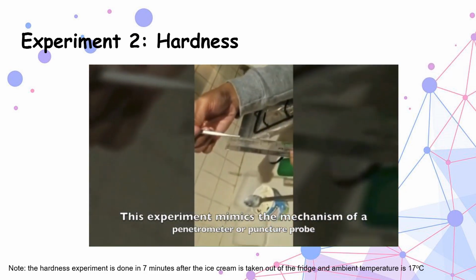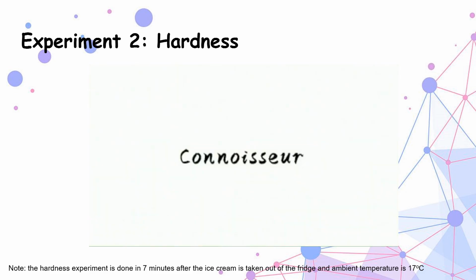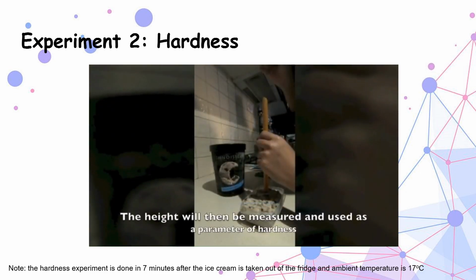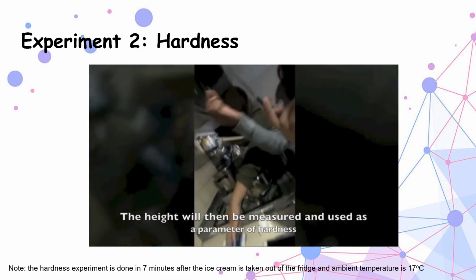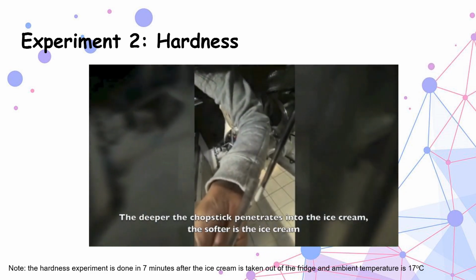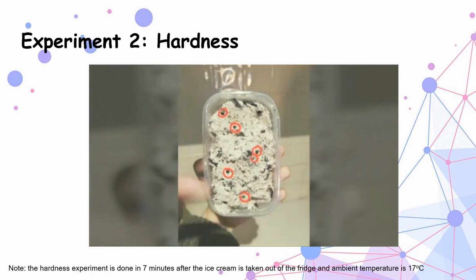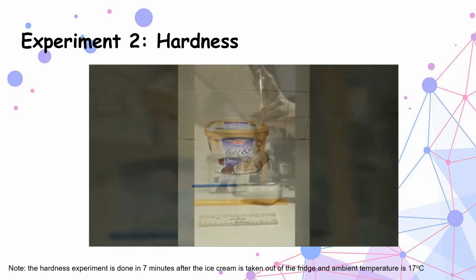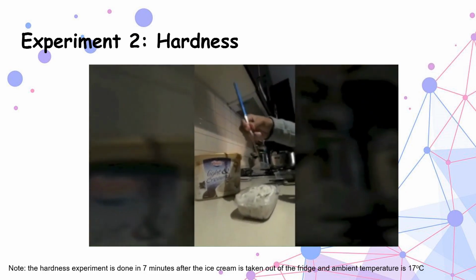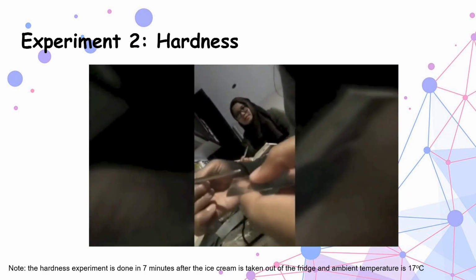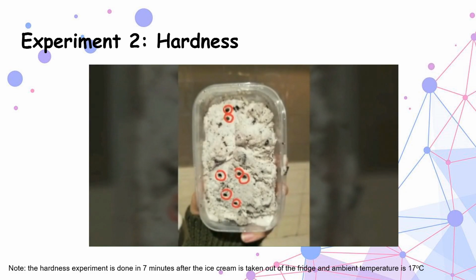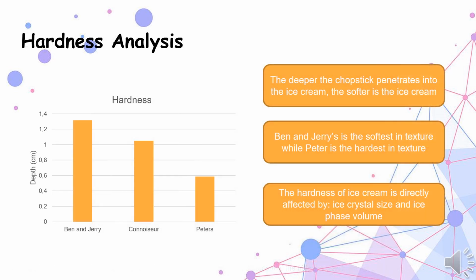This experiment mimics the mechanism of a penetrometer or puncture probe. The hardness here is simply measured by dropping a chopstick through a straw onto the ice cream. The height will then be measured and used as a parameter of hardness. The deeper the chopstick penetrates into the ice cream, the softer the ice cream. From the experiment, we can conclude that Ben & Jerry's is the softest and Peter's is the hardest in texture.